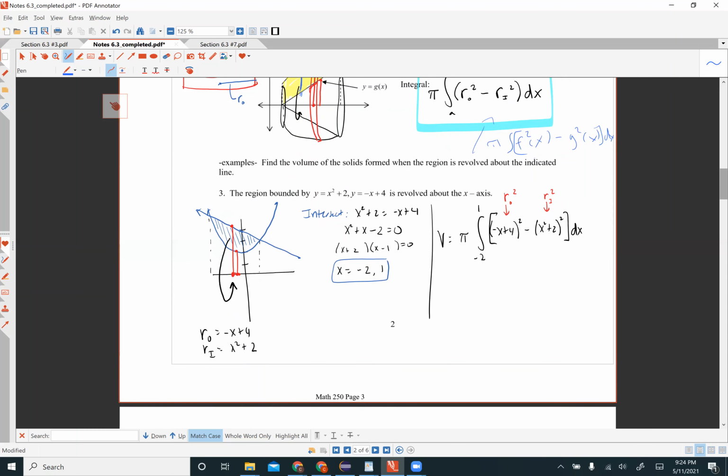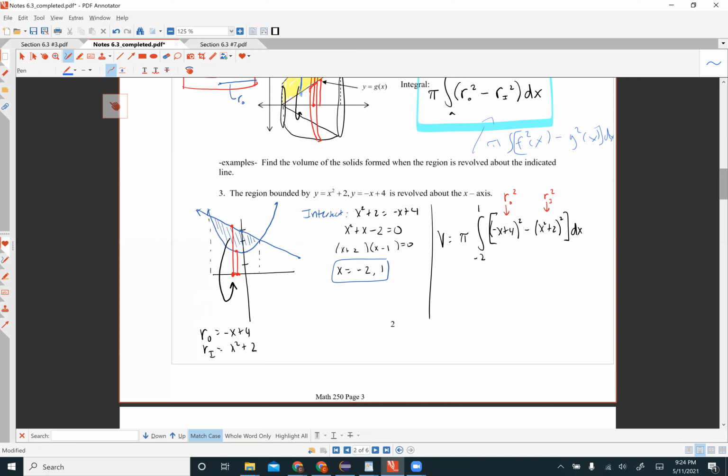Okay, so the region bounded by x squared plus 2, so that's a parabola. It's one of our favorite parabolas. The vertex is at (0, 2), and then the line with the negative slope, minus x plus 4. And we're going to revolve it around the x-axis. So you must graph this to be able to do the problem. And then to find the points of intersection, you have to solve for them, right?